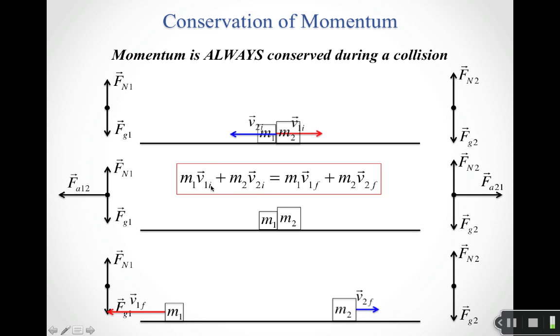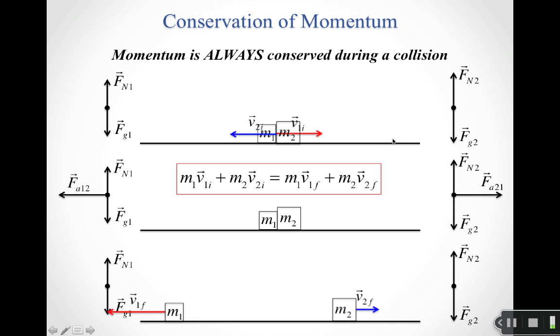So we would just have mass 1 v1 initial x component plus mass 2 v2 initial x component equal to mass 1 v1 final x component plus mass 2 v2 final x component. That would be our only equation. It would only be in the x direction. And now we would need to pick a positive direction and keep track of the signs.